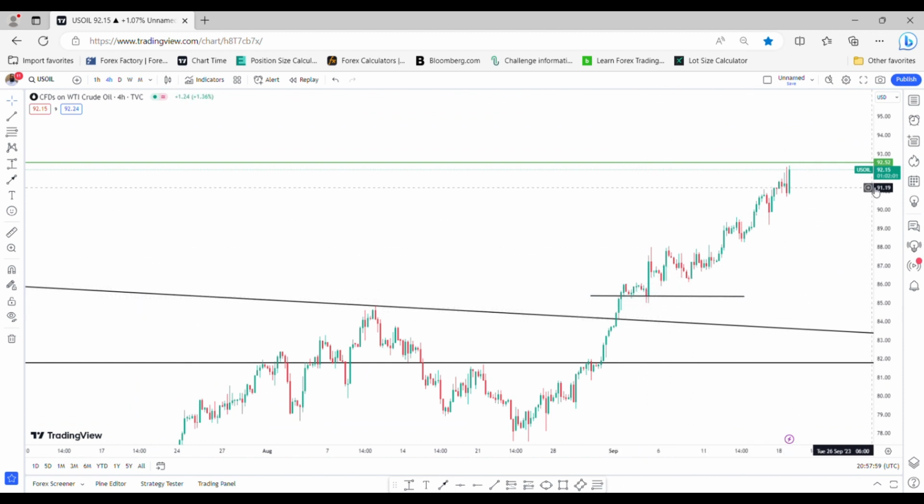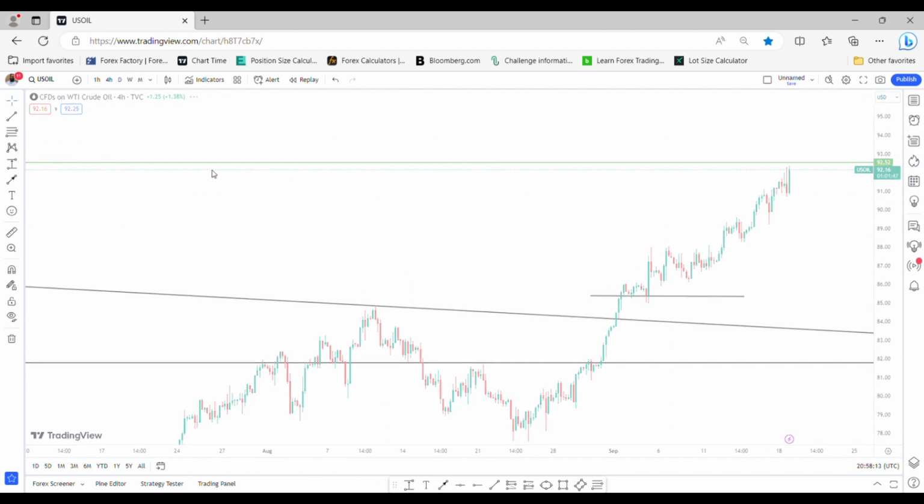And as of today, oil is trading exactly what I mentioned in my last video, that oil was going to trade at $92 per barrel. And today, oil is trading at $92 per barrel. So what is the possible thing that is most likely going to happen to oil?